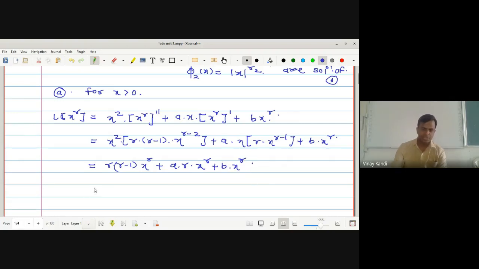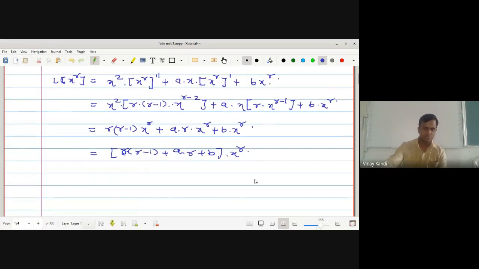Okay, now taking x raised to r common, here we get in the bracket r into r minus 1 plus a into r plus b, into x raised to r. Okay, so here we get L of x raised to r is equal to, what is the value of this? The value of this is q of r. Okay, q of r into x raised to r. Give it as equation number 3.